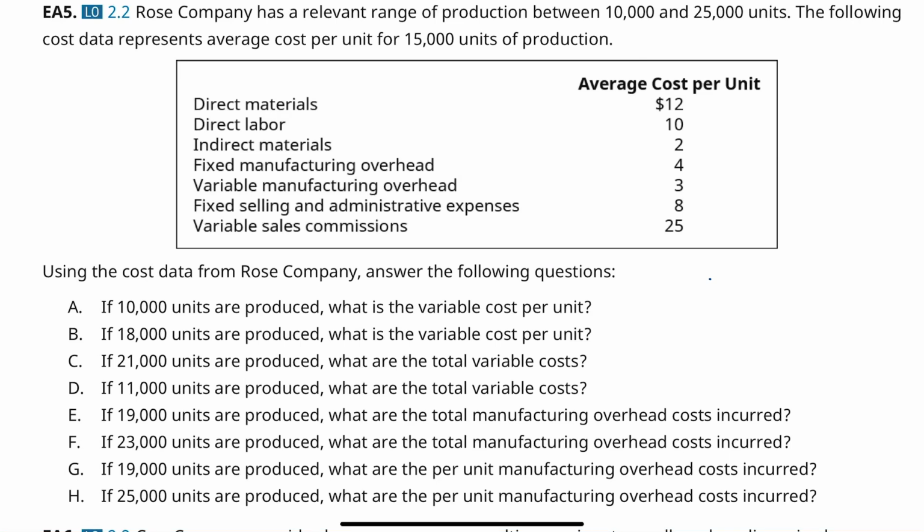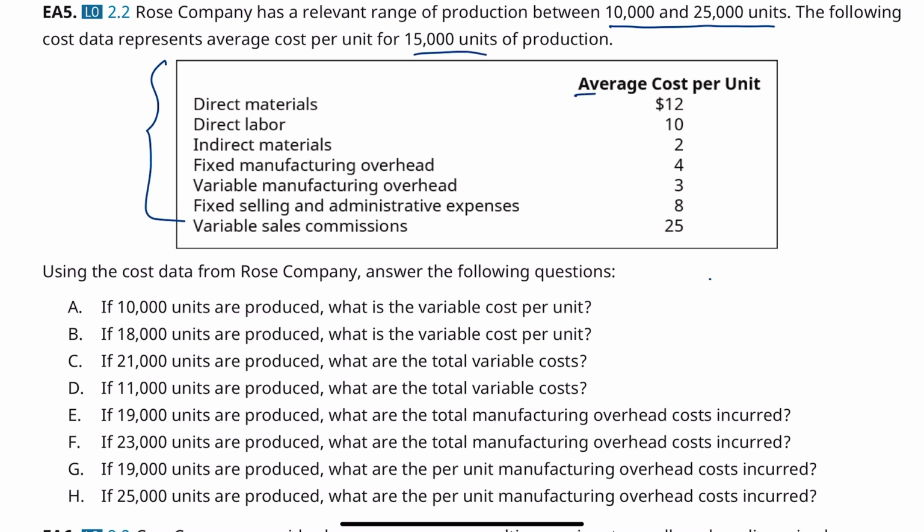One more example on variable and fixed costs. And in this video, we're going to focus only on variable costs. Here, we are given information about a company which has a relevant range of production of 10,000 to 25,000 units. And the information in the table right here is about 15,000 units of production.